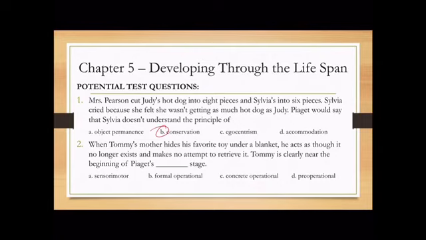same amount. When Tommy's mother hides his favorite toy under a blanket, he acts as though it no longer exists and makes no attempt to retrieve it. So he's clearly in the sensory motor stage, because it's during the sensory motor stage that you develop object permanence, but he hasn't gotten there yet, so he's still in sensory motor.